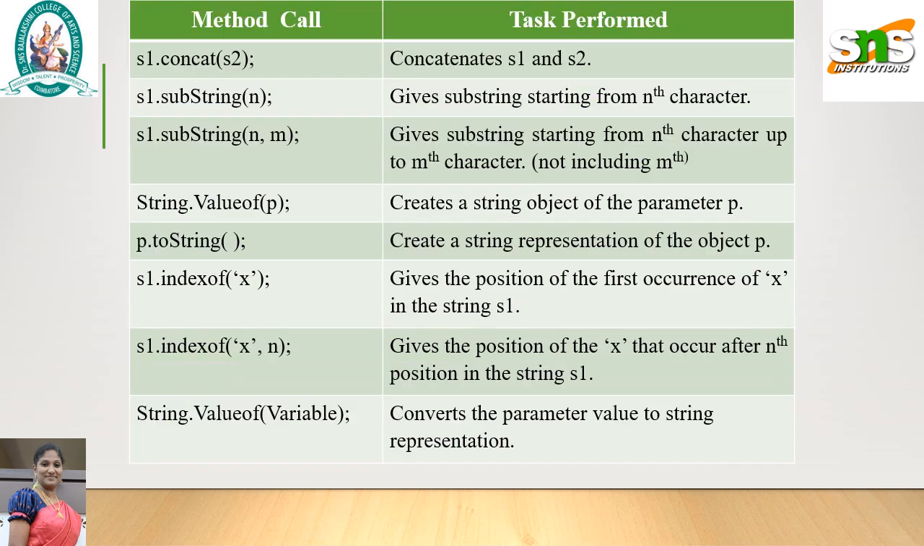Concat method, which joins the strings S1 and S2 together. Substring has two forms. The first takes one argument, the starting character, and returns the part of the string from that character to the end. The second form takes two arguments: the starting character and the second argument. It retrieves the substring up to the second argument minus one, and does not include the second argument.